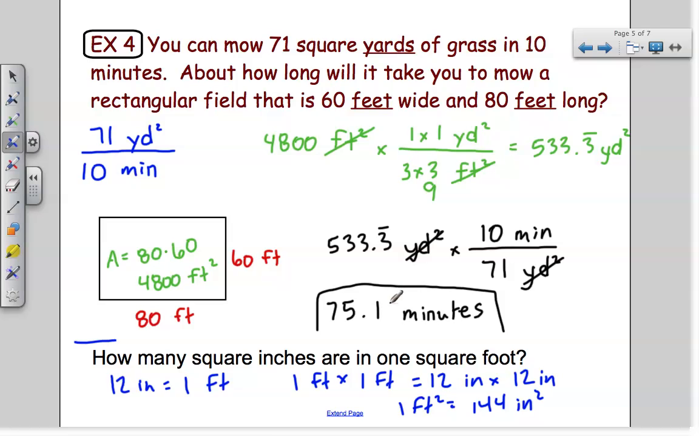Picture that actual visual. And make sure that you're comfortable with doing those conversions between area. When you're talking about inches to feet, feet to yards, centimeters to meters, remember that you're talking two-dimensional, so you do have to multiply.